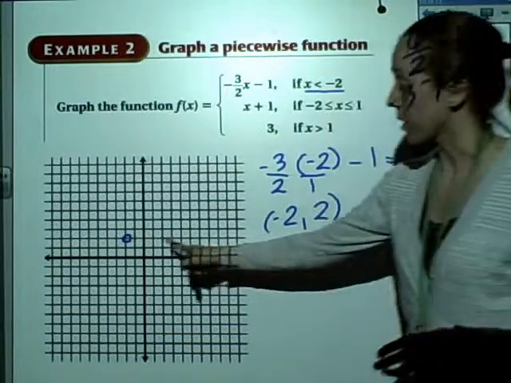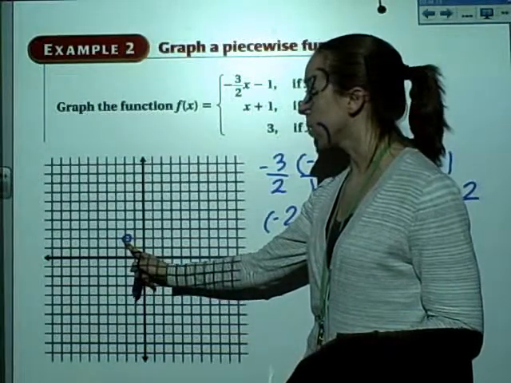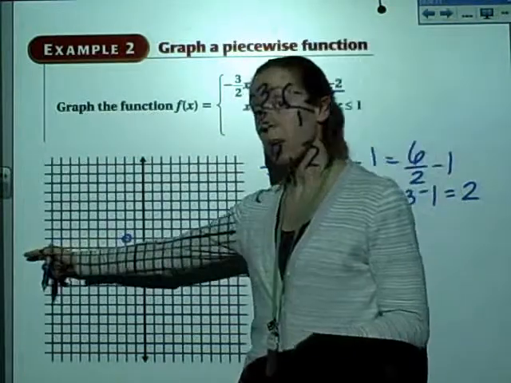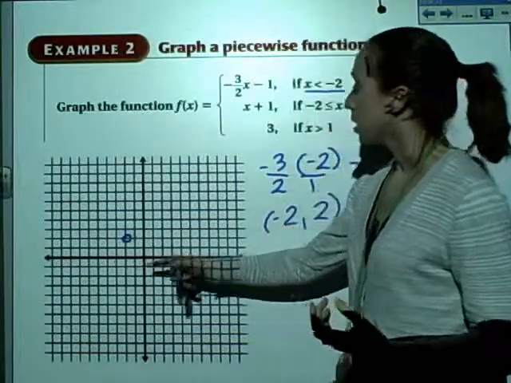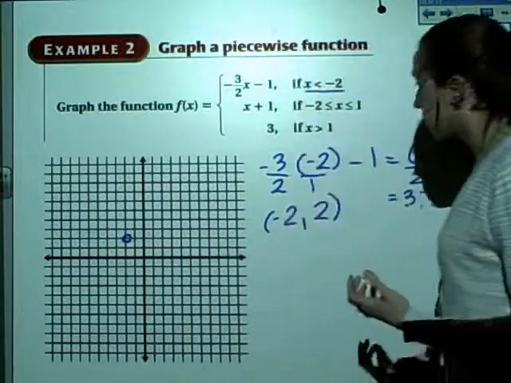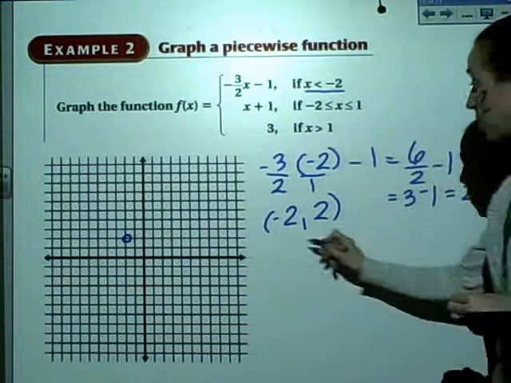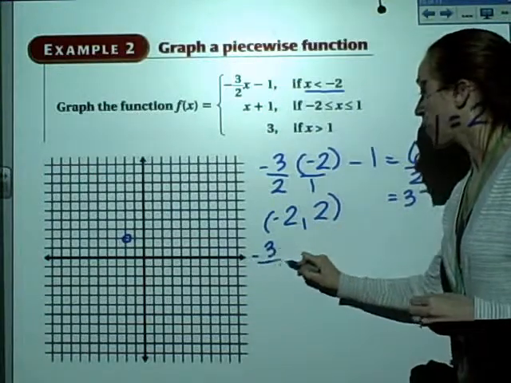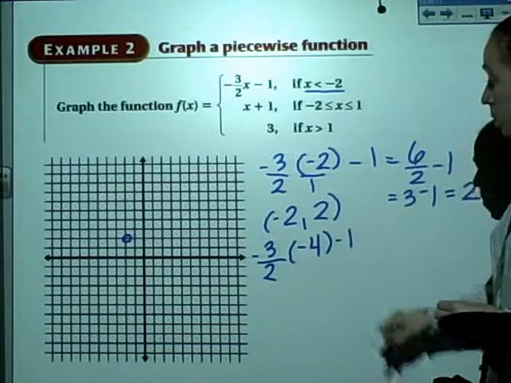So I'm going to look on my graph and I'm going to say, well, here's my first dot. X is less than negative 2 this way. So I'm going to pick, I don't know, let's pick negative 4 and put that in there. Okay, that's a lower x value. So we're going to go negative 3 times negative 4 minus 1.